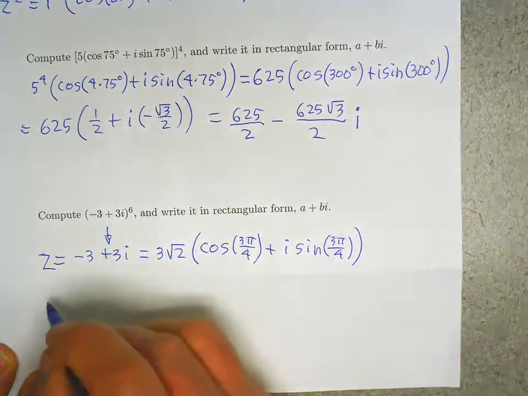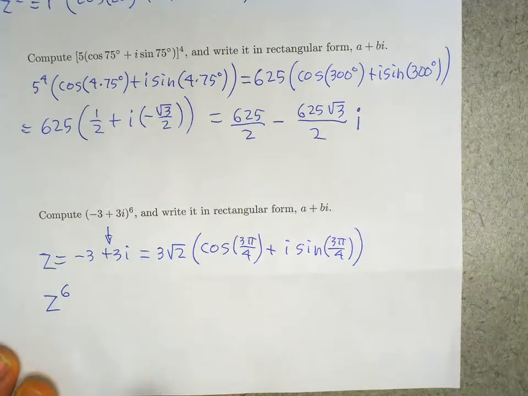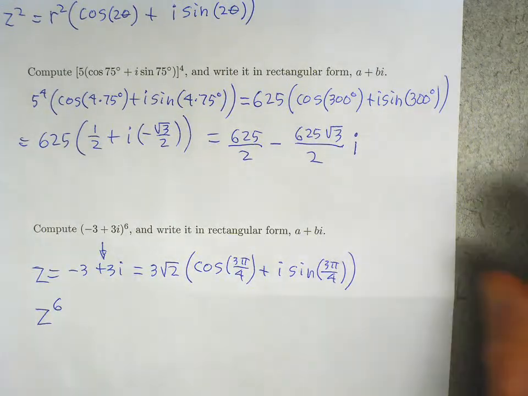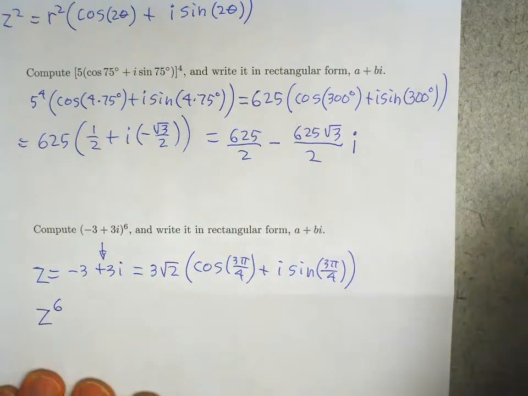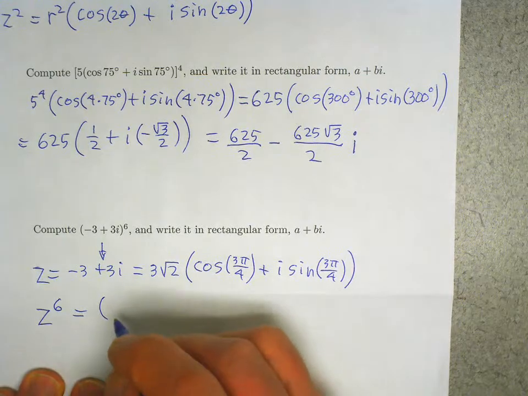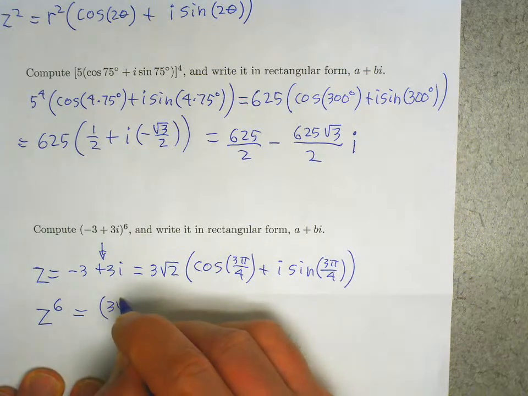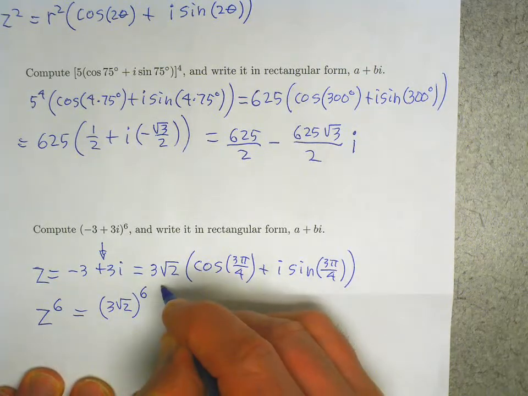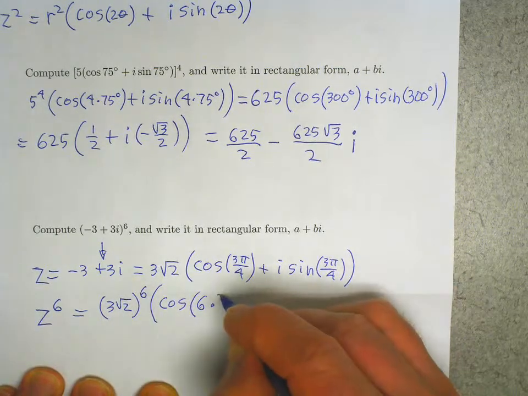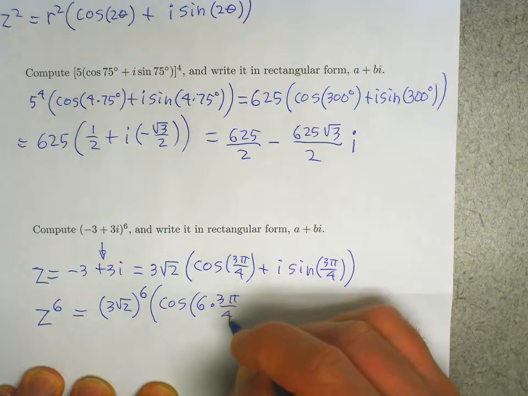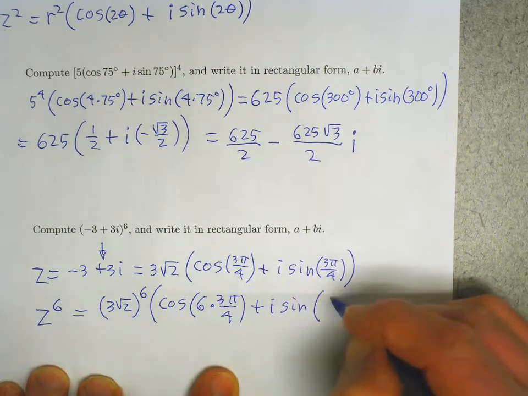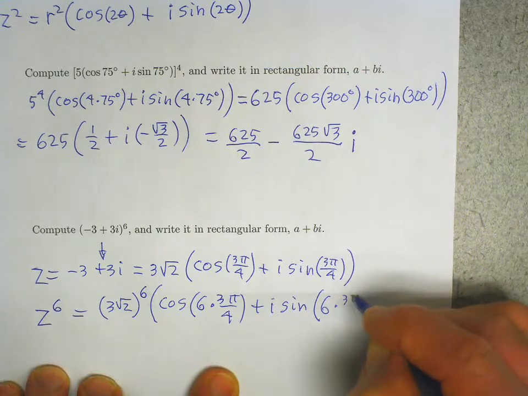And then you just want to find z to the 6th using the formula that's given above. So it's not yet 12:40, so we can write it out a little bit. It's 3 times the square root of 2 to the power 6 times cosine of 6 times 3 pi over 4 plus I times sine of 6 times 3 pi over 4.